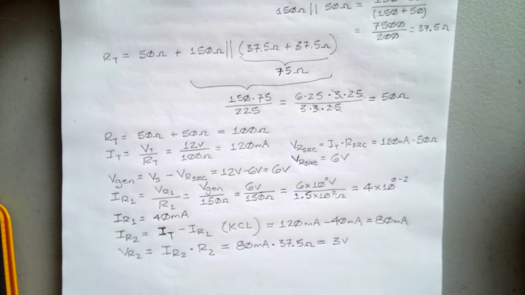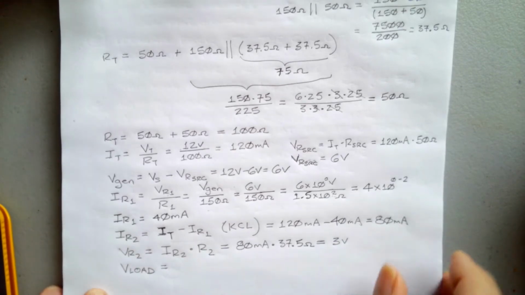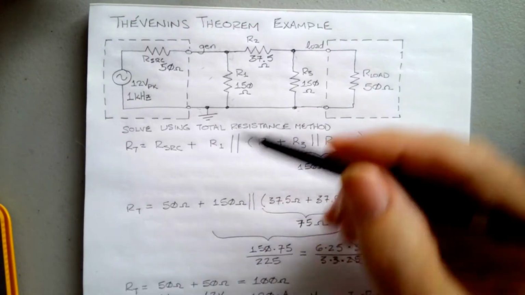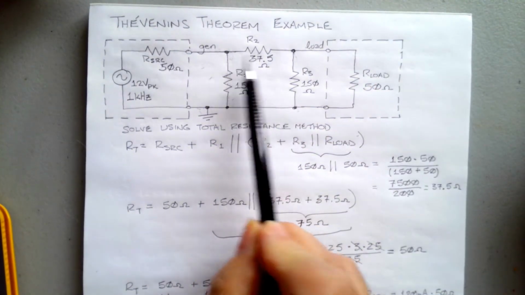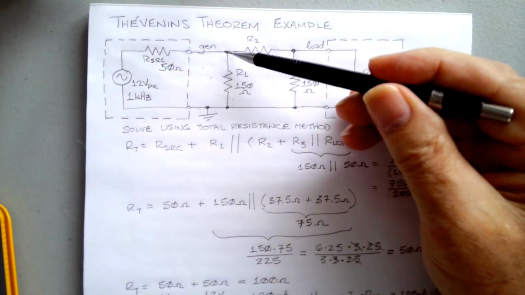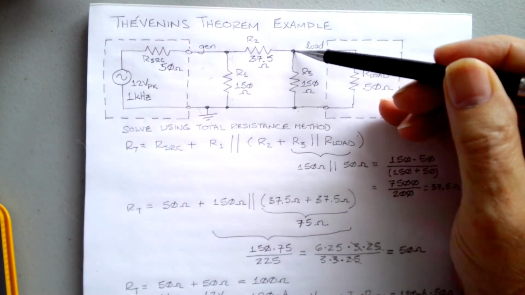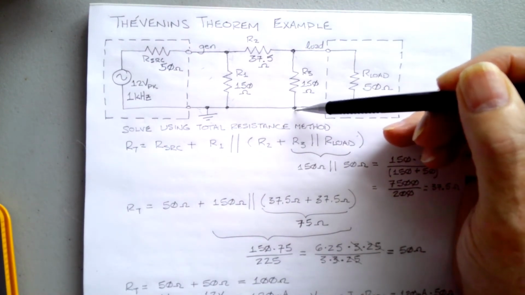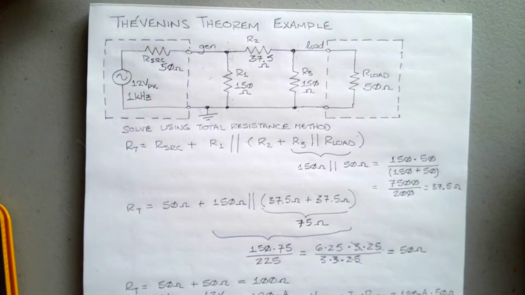80 times it, so that's 3 volts. And finally, we can say that V load is equal to, let's go back up here. We know Vgen is 6 volts. We know that this is 3 volts. So if the voltage from here to ground is 6 volts and I've got 3 volts here, the voltage from here to ground must also be 3 volts. So that 3 plus 3 equals 6. Alright, that's the Kirchhoff's voltage law.